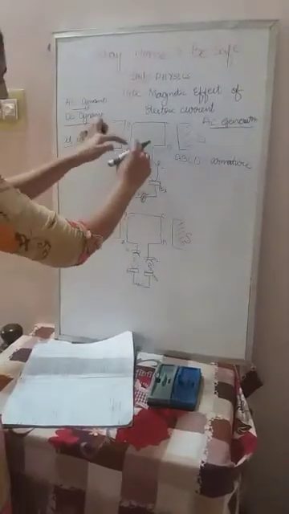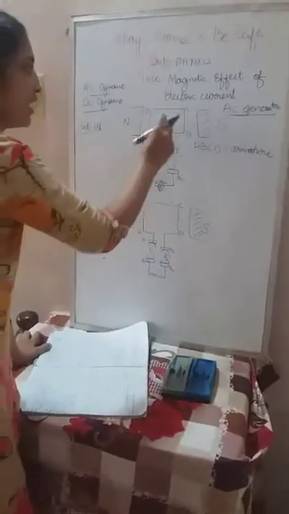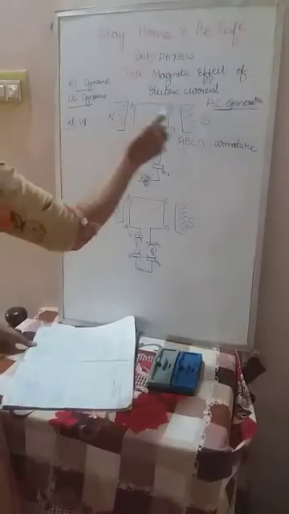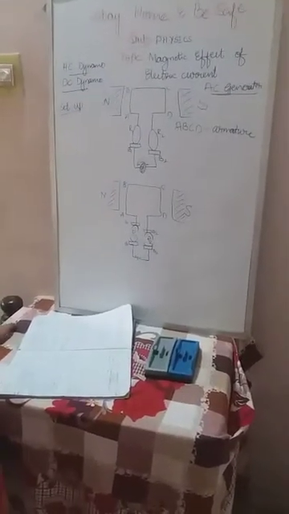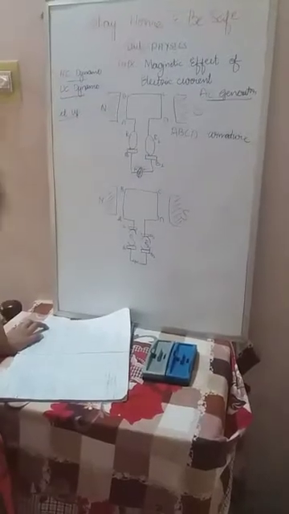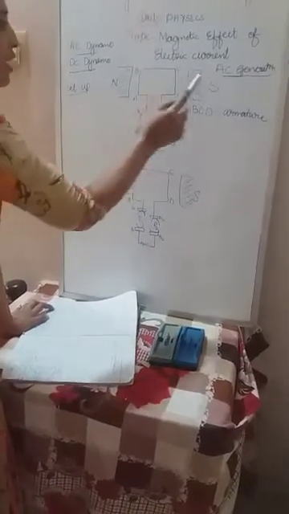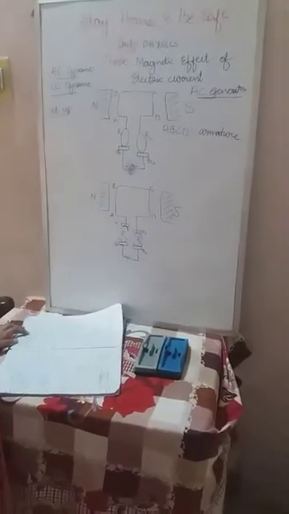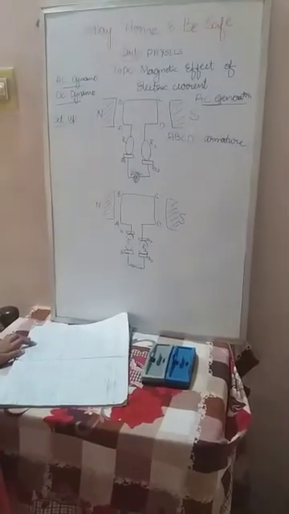This armature is mounted, in the sense it is fixed, between the two poles of a powerful horseshoe magnet. Powerful means the magnets are very strong. One has a north pole and the other has a south pole. So the ABCD rectangular coil, also known as the armature, is placed between them.